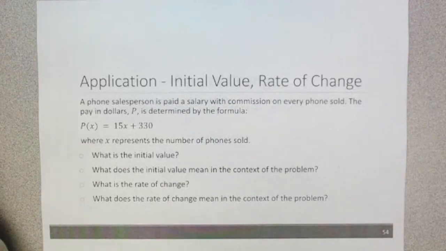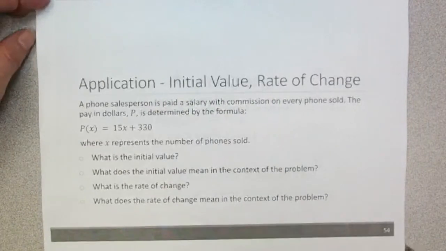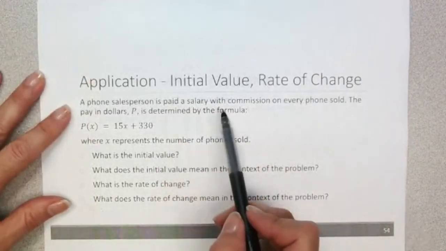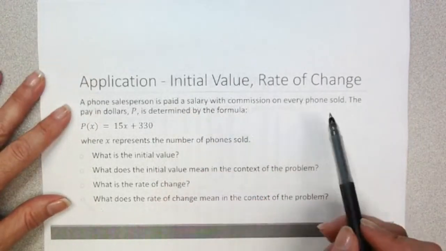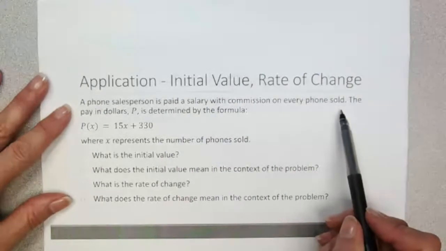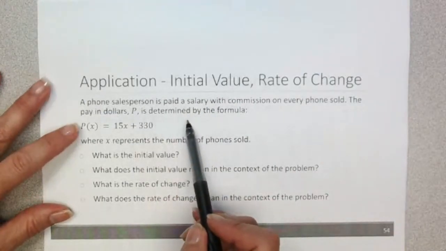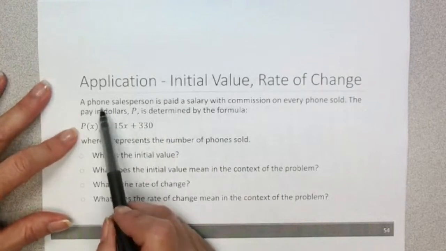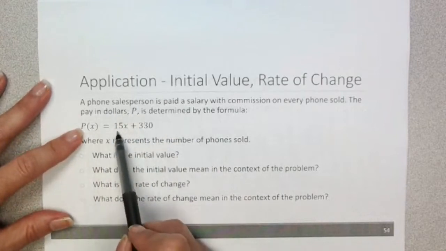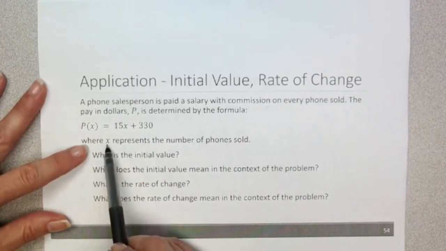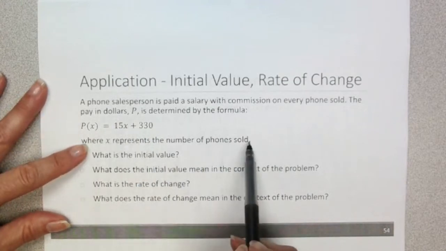All right, let's look at a few applications. Here we have a phone salesperson. They're paid a salary with commission on every phone sold. The pay in dollars, P, is determined by the formula given. P is equal to 15x plus 330, where x is representing the number of phones sold.